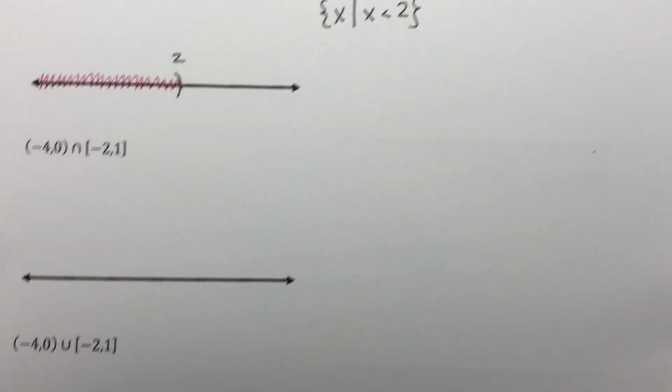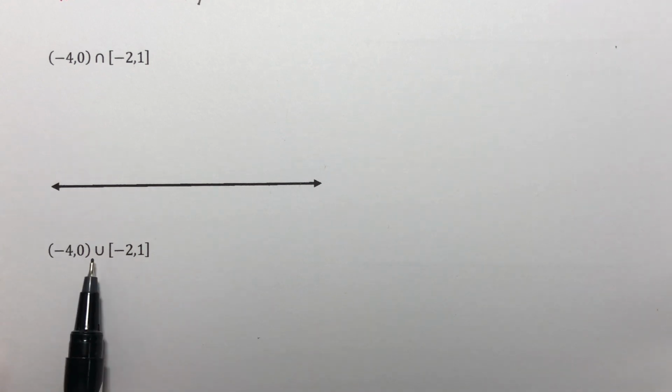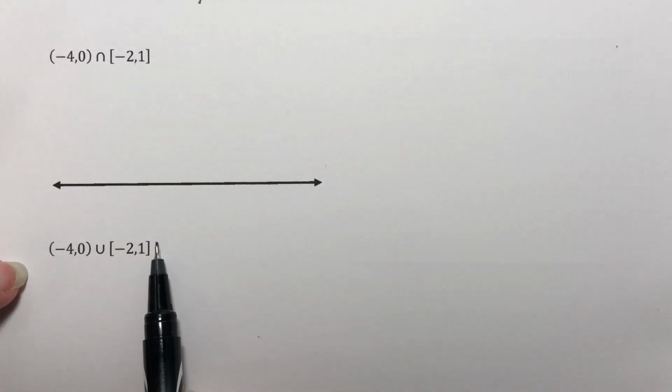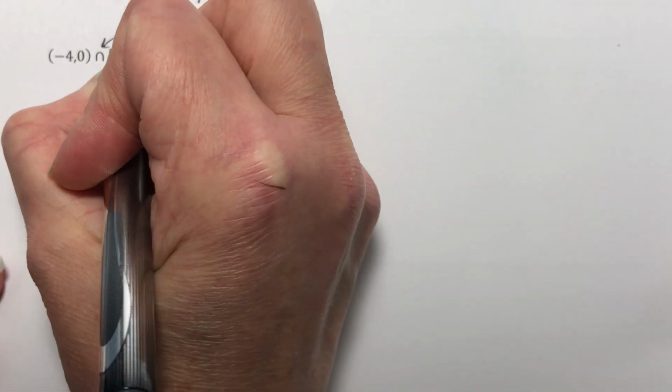Okay, now for our next 2 problems. We are given things with a set operator in the middle. We have the same 2 regions discussed, okay? But this one has, this symbol is intersection.